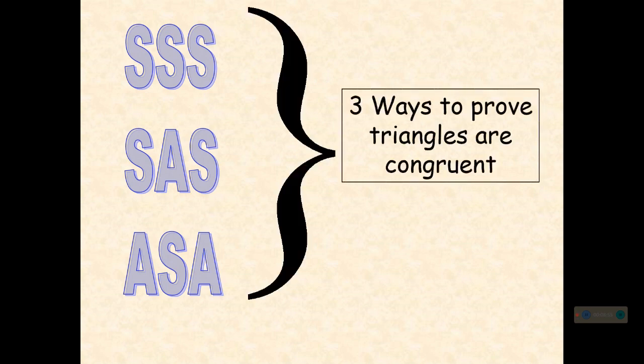Okay, so we have here the SSS, SAS, and ASA. What are these three? These are the 3 ways to prove that triangles are congruent, even if you do not have all 6 corresponding congruent parts of the triangles.